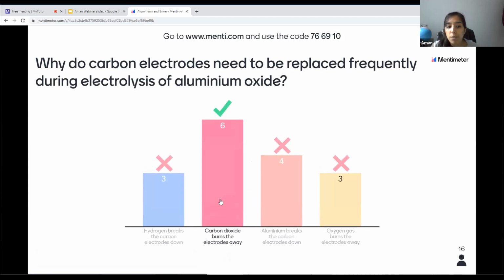Excellent, well done. So hydrogen breaks carbon electrodes down. So hydrogen isn't produced when we do the electrolysis of aluminium oxide, because remember, it's a molten electrolysis. That means we get aluminium produced at the cathode and oxygen produced at the anode. But at the anode, that oxygen reacts with the carbon electrodes to produce carbon dioxide, and it's that carbon dioxide that burns the electrodes away. Aluminium doesn't react with carbon, and oxygen gas does react with the electrodes, but it doesn't burn the electrodes away. What burns them away is the carbon dioxide that is produced. So well done.